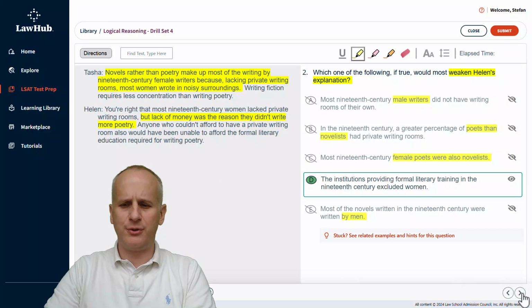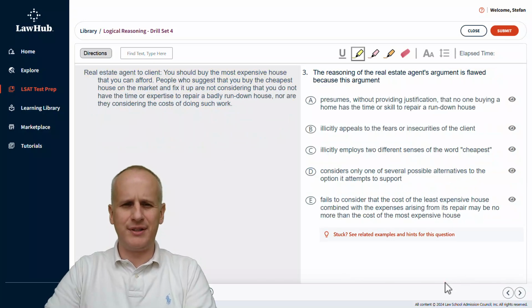Moving on from question 2 in LawHub Logical Reasoning, drill set number 4, we come to question 3. We keep our highlight tool ready and we begin by reading the question stem as always. And it states, the reasoning of the real estate agent's argument is flawed because this argument blank. So we're just going to highlight flawed because this argument does something.